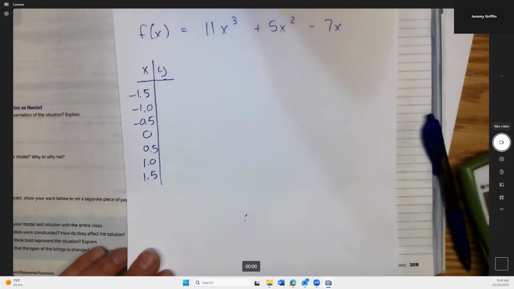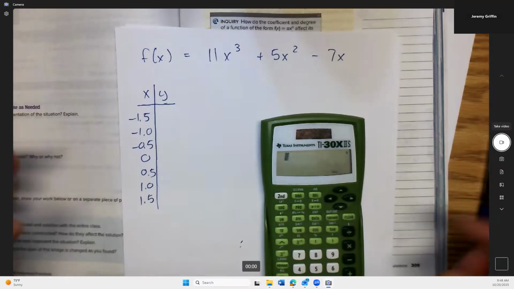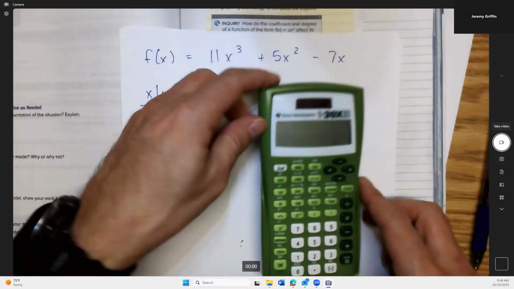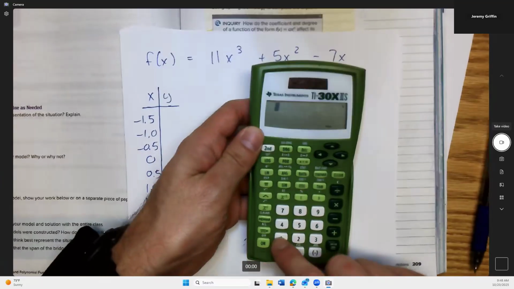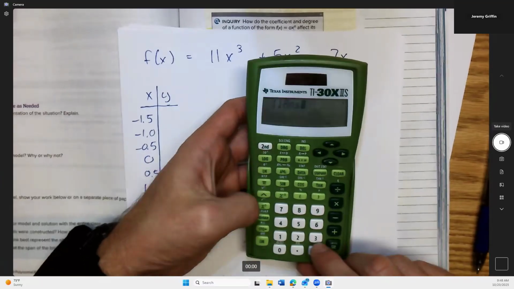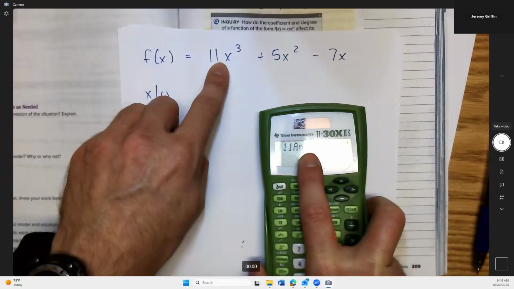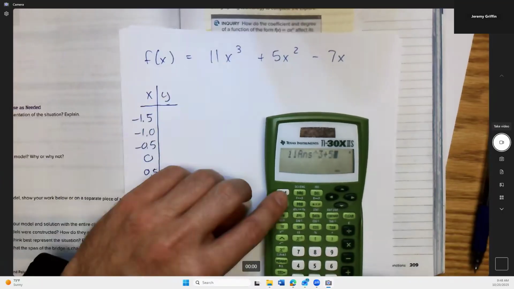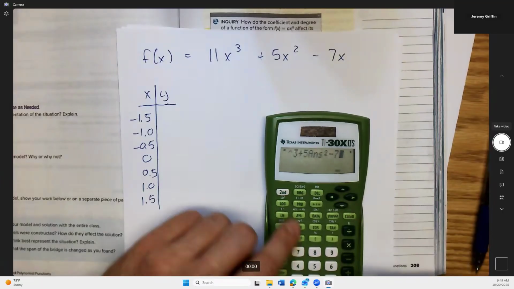We're getting an idea. Okay? And I'll show you guys the same calculator trick that I've been doing for a while in front of you guys, which is everywhere I see an x in this model calculator, which everybody has, I'm going to put in an answer. So watch this. 11 answer to the power of 3. And that answer takes the place of x, just like we've been doing for the last few weeks anyway. Plus 5x squared minus 7x.